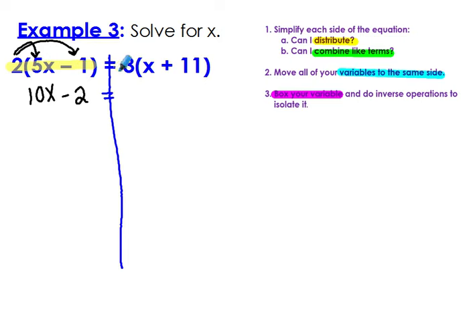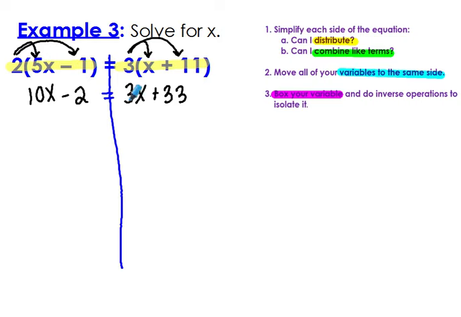On the right side, I can distribute. So I'm going to go ahead and do that as well. 3 times x is 3x, and 3 times 11 is 33. Next question, do you have any like terms? No, I cannot combine like terms over here, and I cannot combine like terms over here because they're not like. They don't both have x's on them.